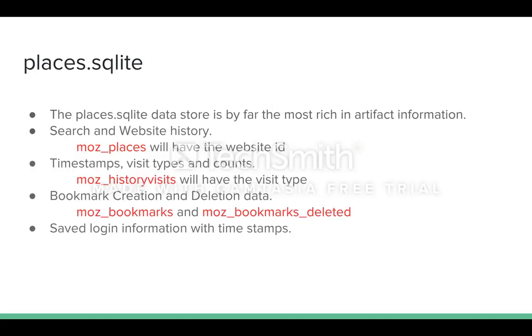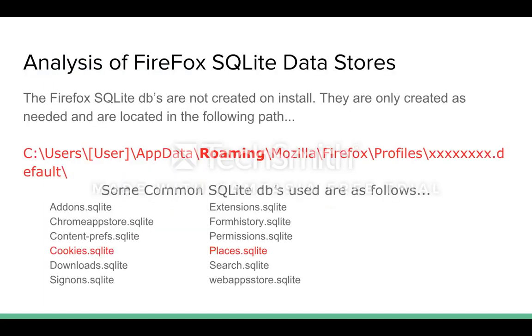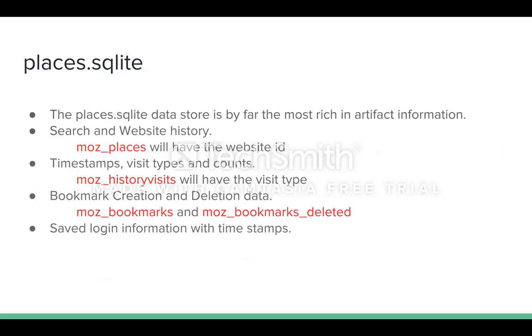The places SQLite data store is by far the most rich in artifact information. Search and web history are available in moz_places. Timestamps, visit types, and counts, using the moz_places ID, are found in moz_historyvisits, and then our bookmark information as well. The saved logon information with timestamps, I just want to note here, is not in places.sqlite, but actually in signons.sqlite. So that is in a different SQLite database, the saved login information with timestamps.